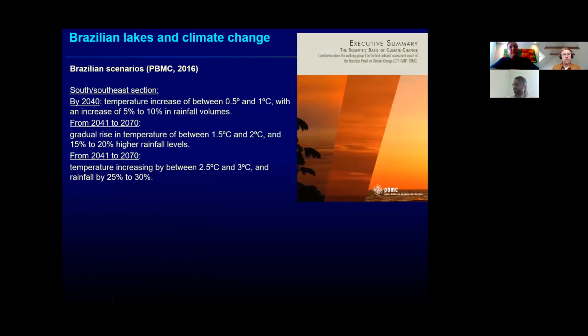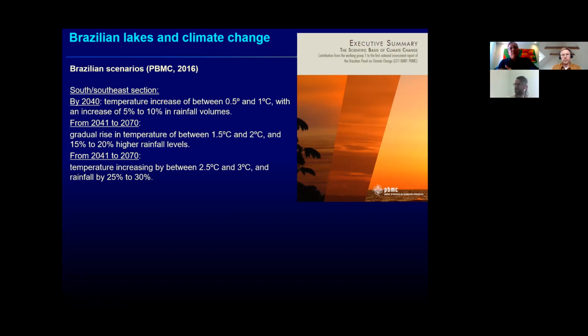Well, in terms of the scenery of climate change, the Brazilian panel for climate change has been addressing changes up to 2040 with an increase of 0.5 to 1 Celsius degrees, and an increase of rainfall of 5 to 10% in terms of volume.